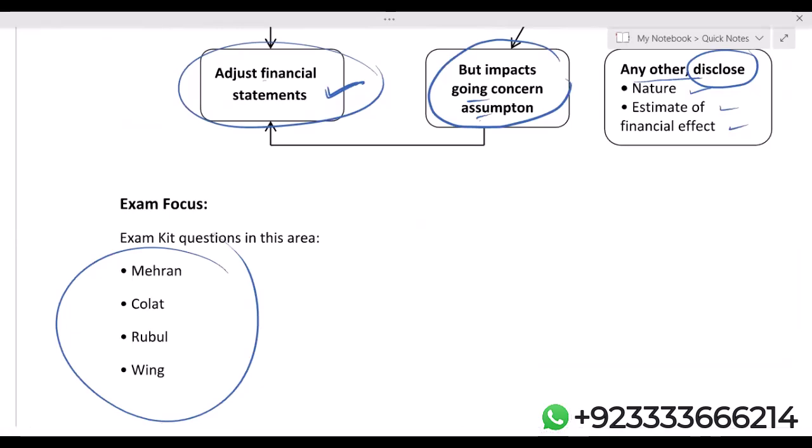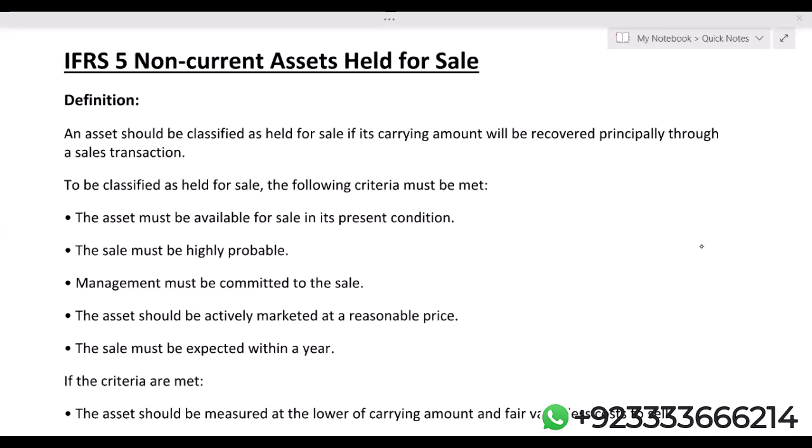Now let me share another slide, another IFRS in fact. Okay, students, IFRS 5, non-current asset held for sale.